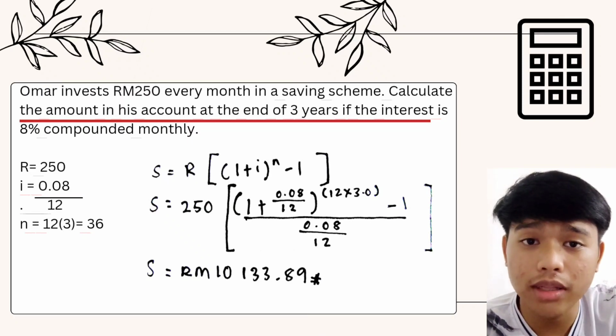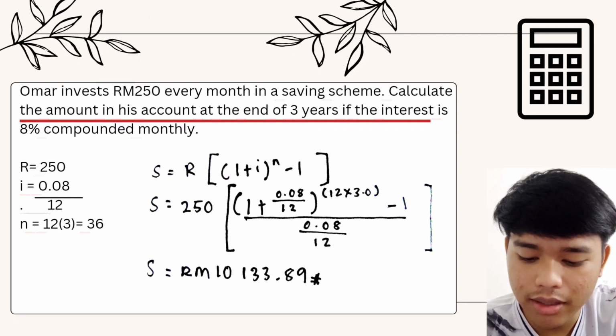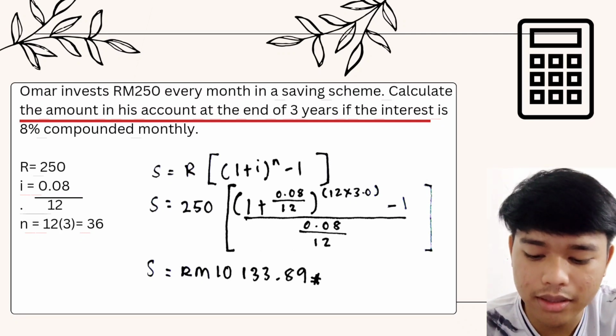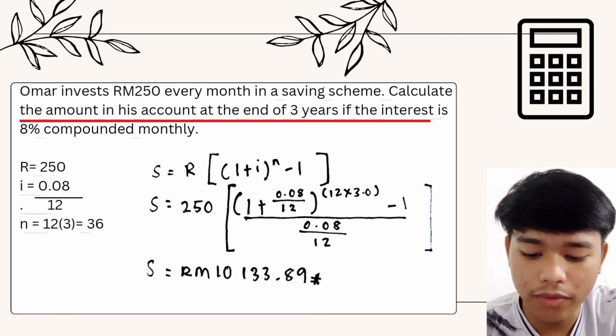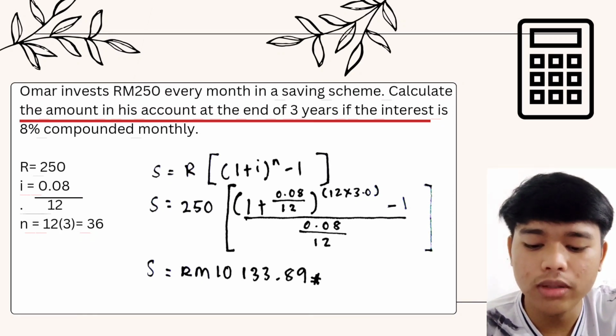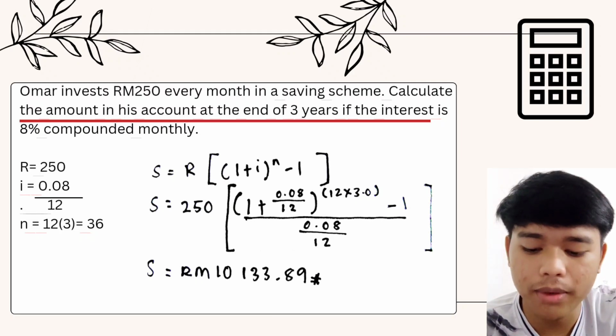So, the explanation of question A1. Omar invests RM250 every month in a savings scheme. Calculate the amount in his account at the end of 3 years if the interest is 8% compounded monthly. From the question, we want to calculate the amount in Omar's account at the end of 3 years.